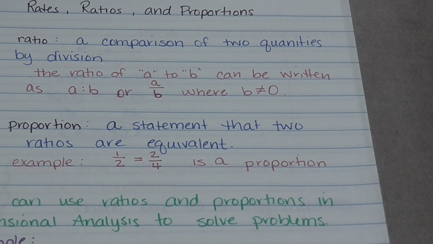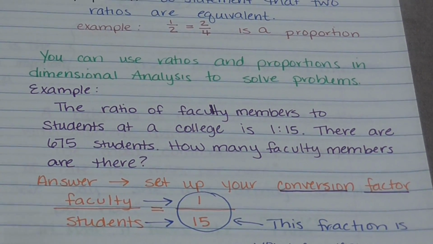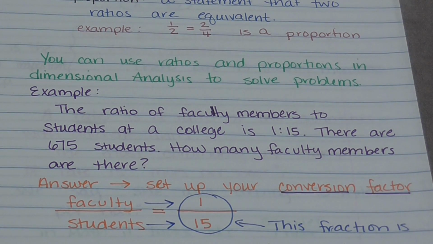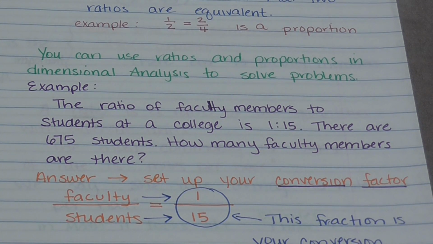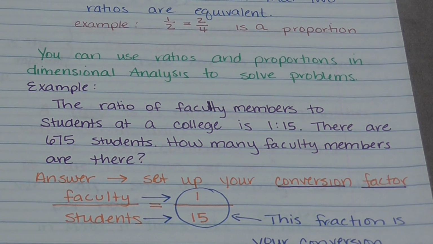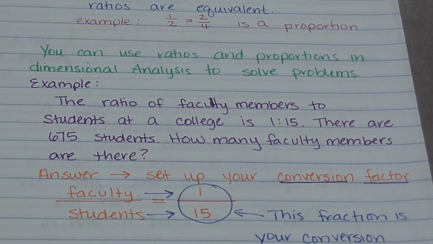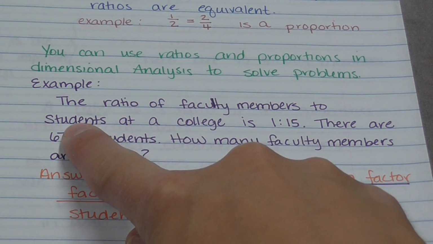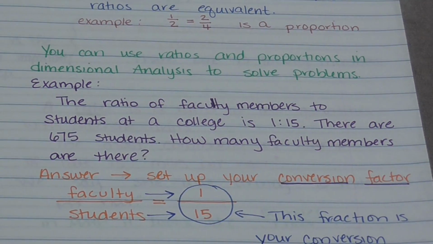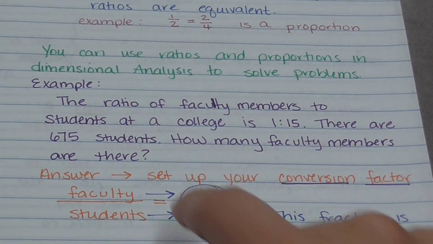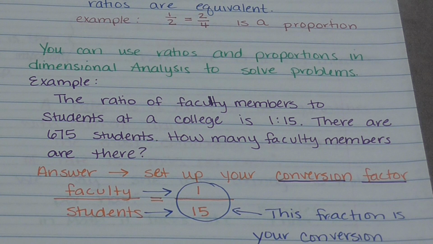Okay. So here is a good example of the type of problem you can use ratios and proportions to solve. If the ratio of faculty members to students at a college is 1 to 15, there are 675 students. How many faculty members are there? Because faculty members came before students, it's 1 faculty member to 15 students. Okay, that's how this is read.